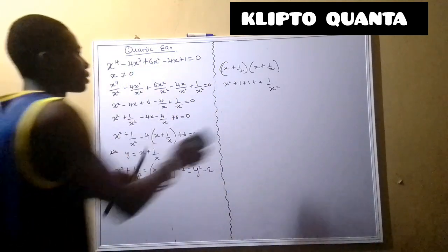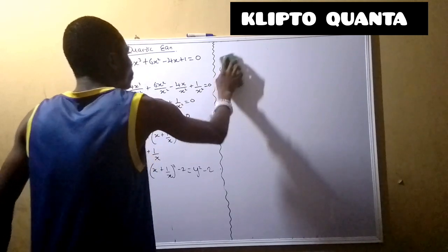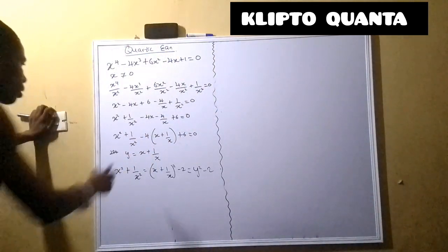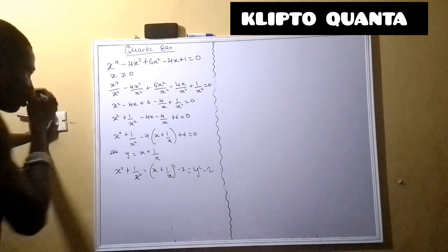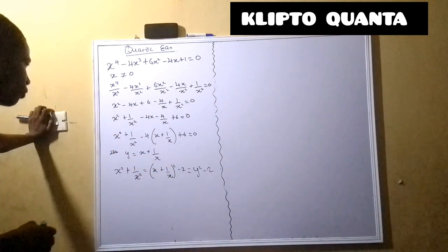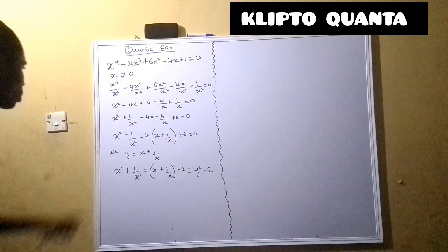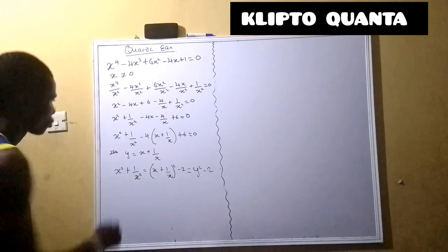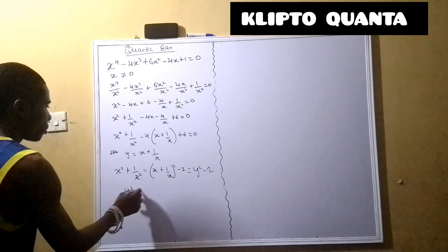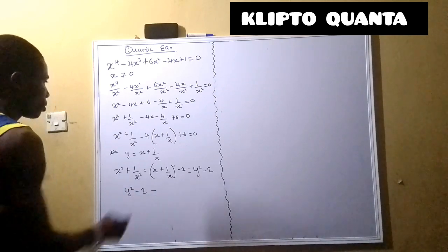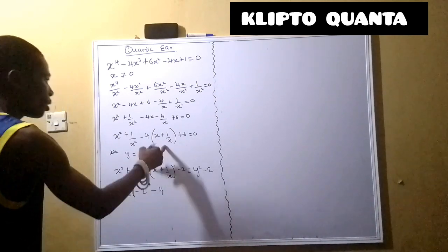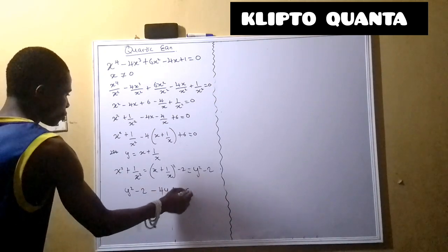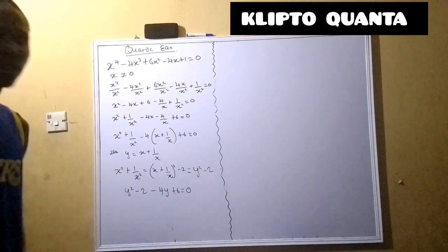So moving on from here, I could easily say, bringing it back into our normal equation, do not forget, we have x squared plus 1 over x squared equal to y squared minus 2. I have y squared minus 2, right, minus 4 times y, which is x plus 1 over x, plus 6 equals 0. So this is more like a quadratic equation.